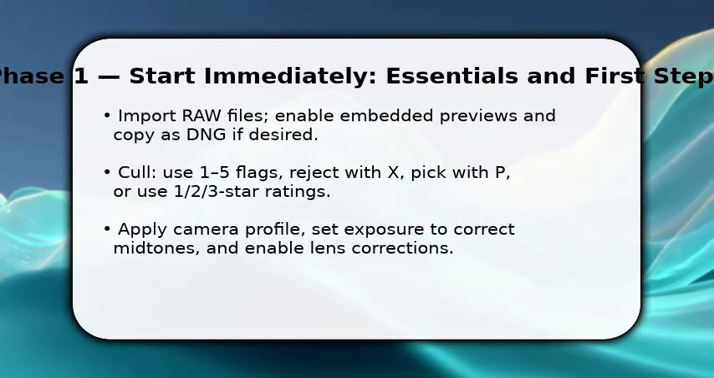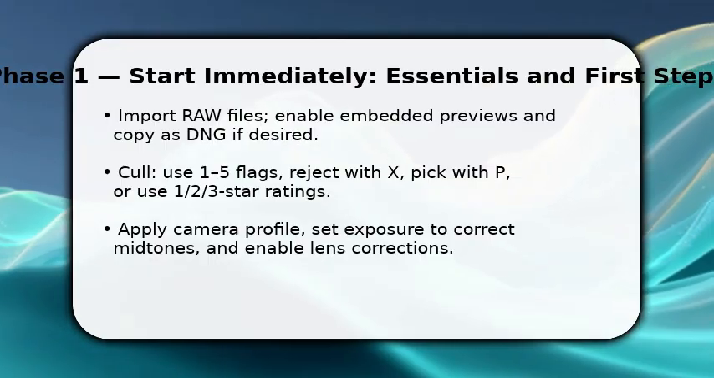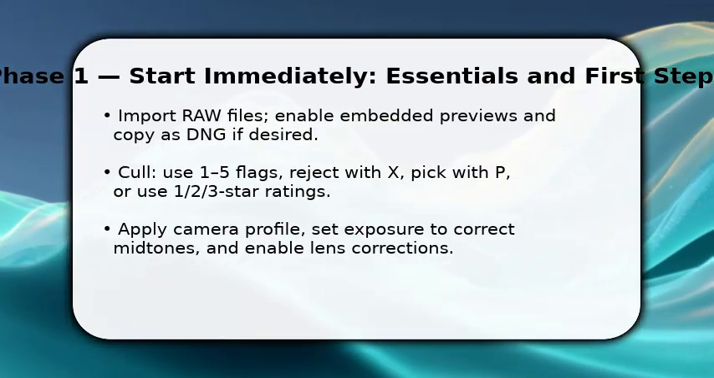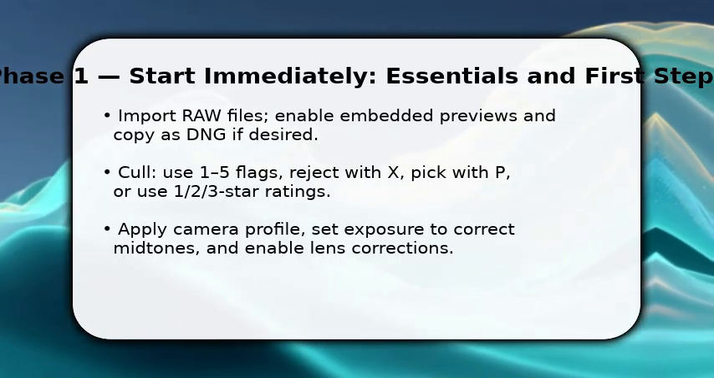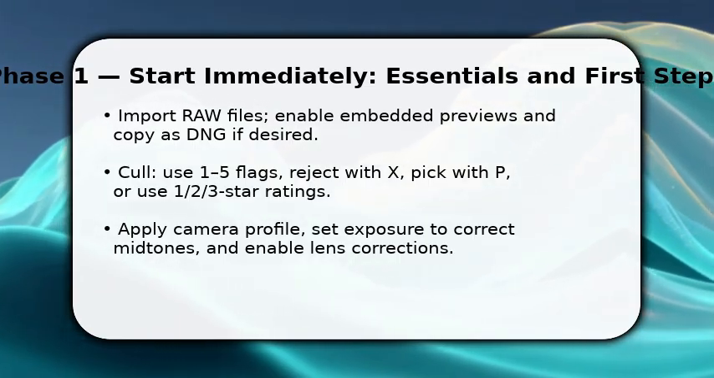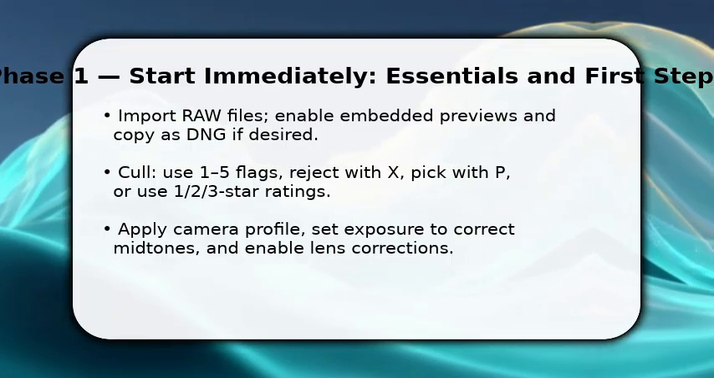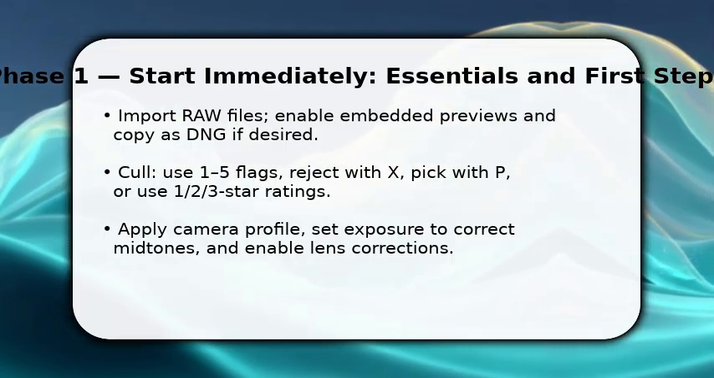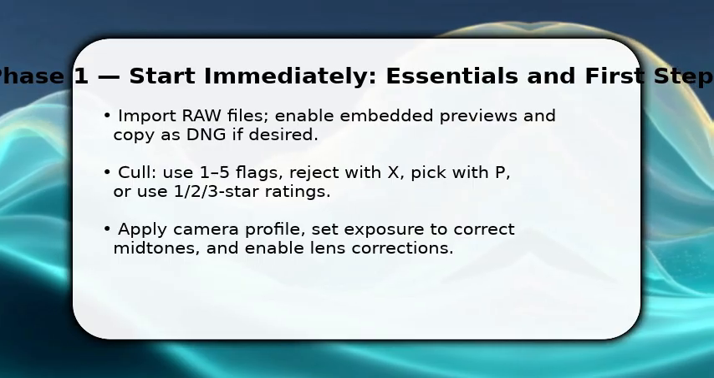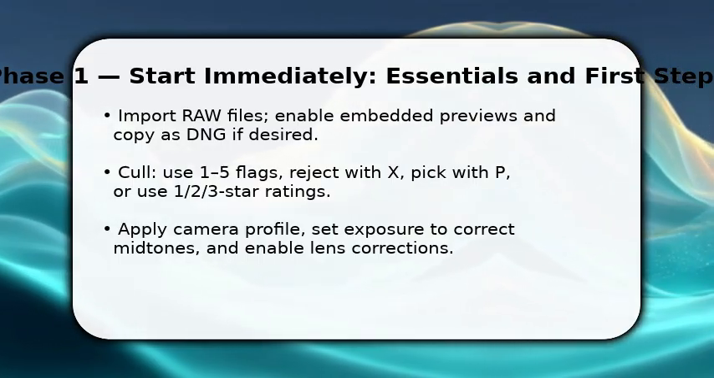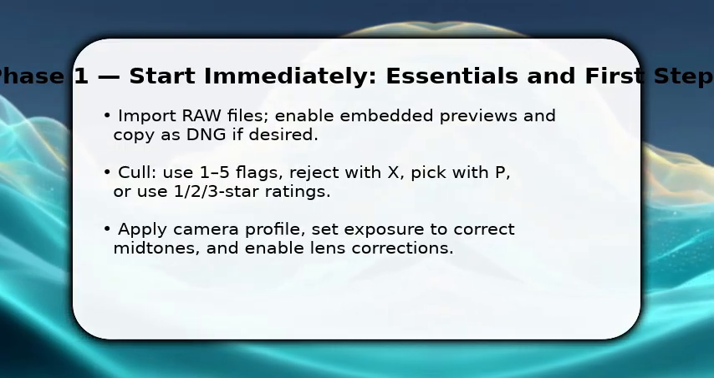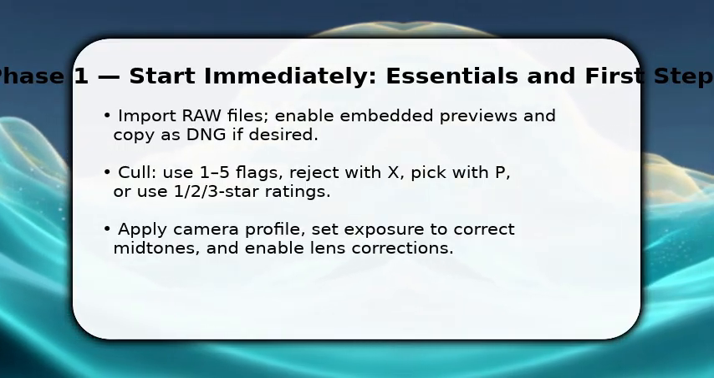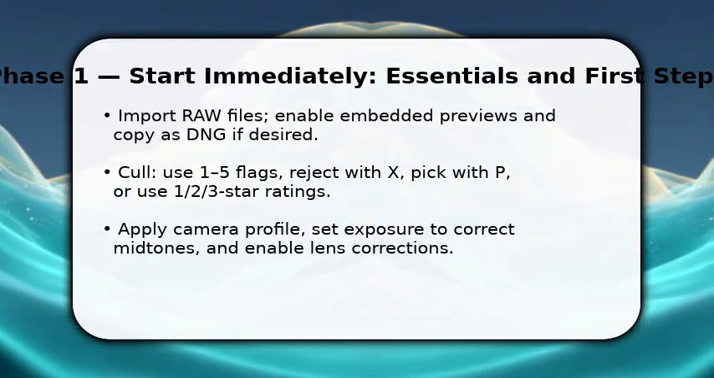You start by importing RAW into Lightroom and immediately culling. This saves editing time. Once done, apply the camera profile so colors behave predictably. Make initial global exposure adjustments to nail midtones and overall brightness. Use flags or star ratings to narrow the edit set quickly, then enable lens corrections and remove chromatic aberration so straight lines and color fringing don't mislead you during detailed work.